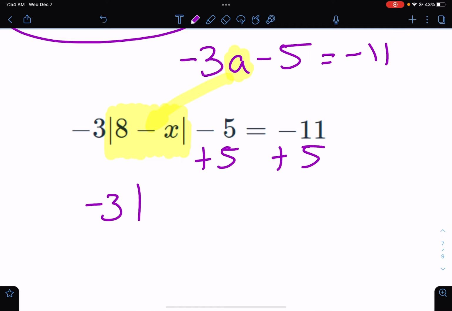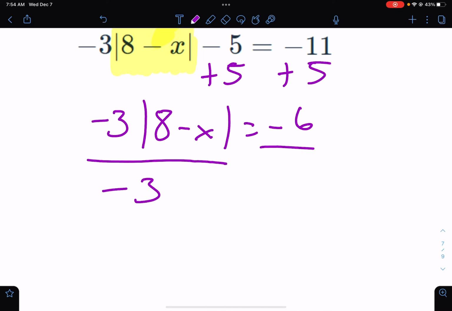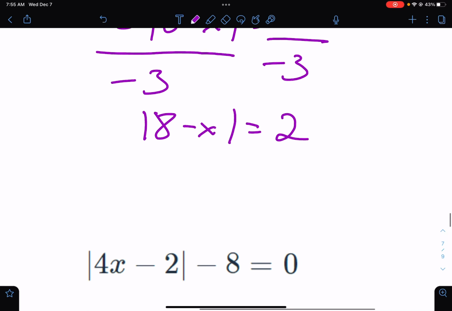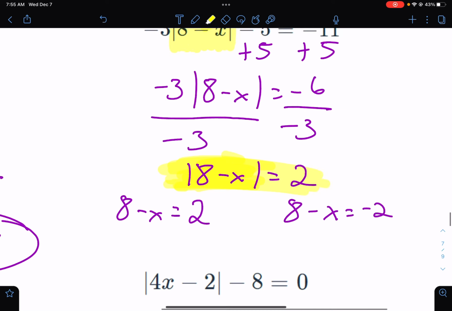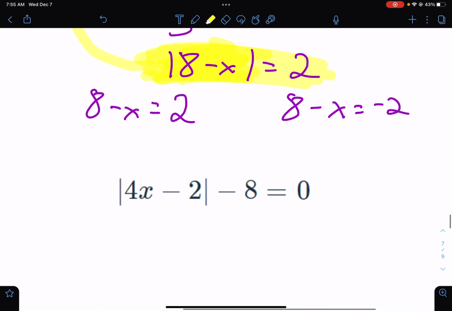We get negative 3, absolute value of 8 minus x equals negative 6. Then we divide by negative 3. We get that the absolute value of 8 minus x equals 2. So we can, of course, do 8 minus x equals positive 2. 8 minus x equals negative 2. You cannot split it into 2 like this until this guy is all by himself. Okay? So look at all the steps we had to do to get him by himself. Keep that in mind. Then we just solve from there.